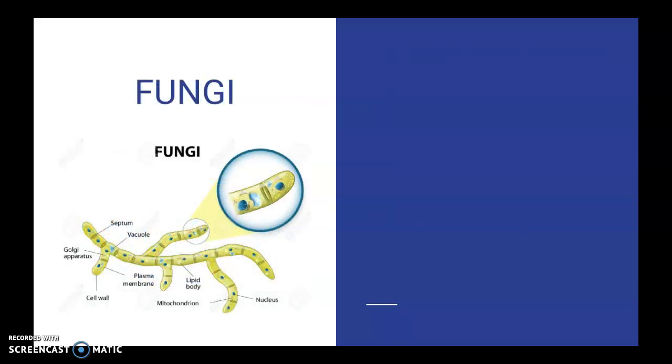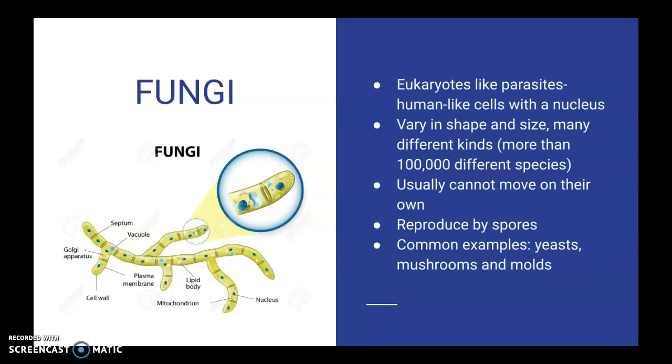Our 4th class is fungi. Fungi are eukaryotes, just like parasites. They have more human-like cells with a nucleus. They vary in shape and size, and there's many different types of fungi. There's actually more than 100,000 different species.